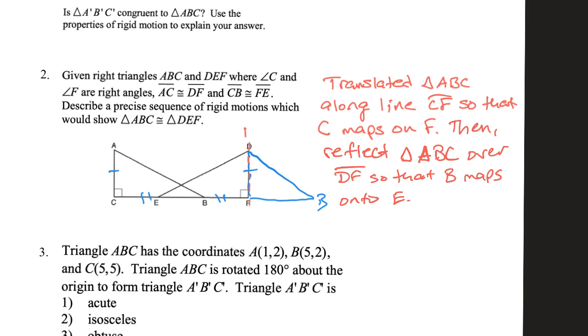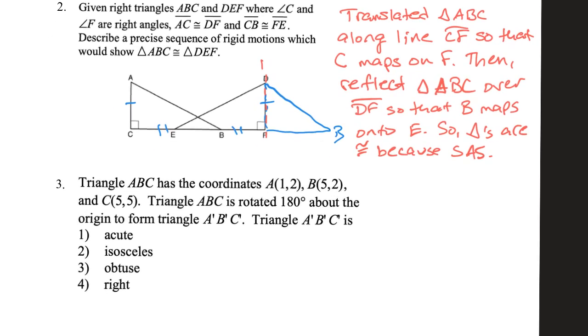And since rigid motions preserve length and angle measure, the two sides that they said were congruent and the angle measures, they all stay the same. So therefore they match, and therefore the two triangles are congruent by side, angle, side. So triangles are congruent because side, angle, side. All right, let's go down to number 3.